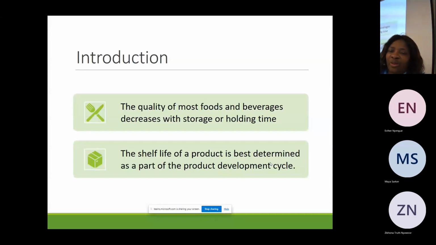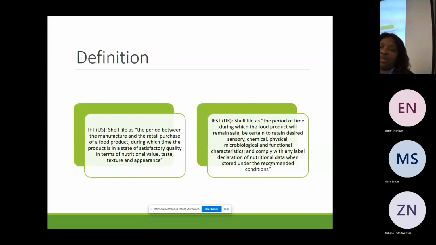If we look at shelf life, a lot of companies and organizations tend to worry about how their food and products will do after they've been manufactured, or if it is fresh produce after they've been picked, how they can hold on, still maintaining good quality and good safety. So the shelf life of a product is best determined as part of the product development cycle. We actually say, well, it has been picked raw. How long does it take to ripen and even reach a point where it's no longer fit for consumption? So you'd see that there are two definitions here that I'm going to discuss.